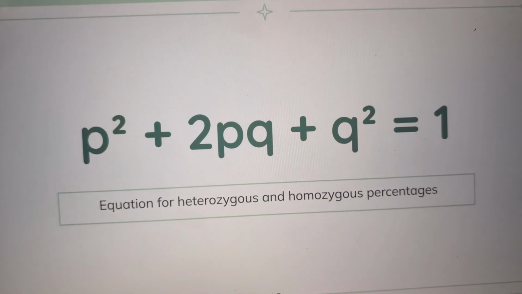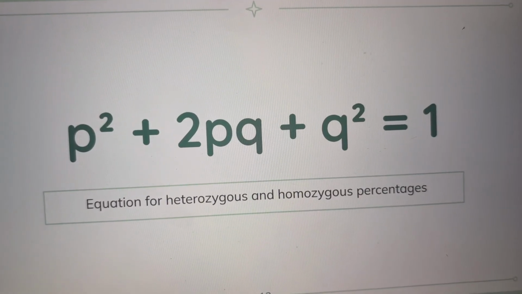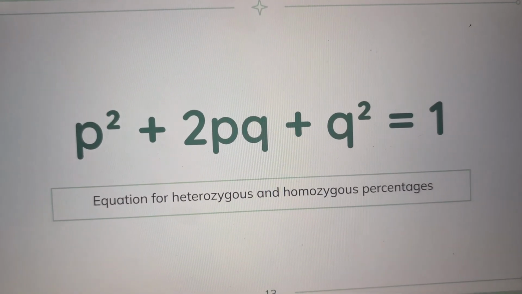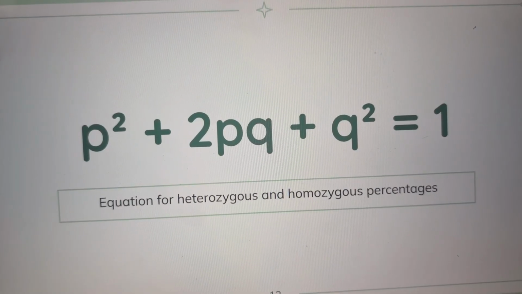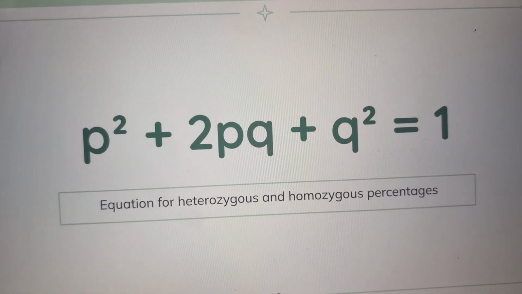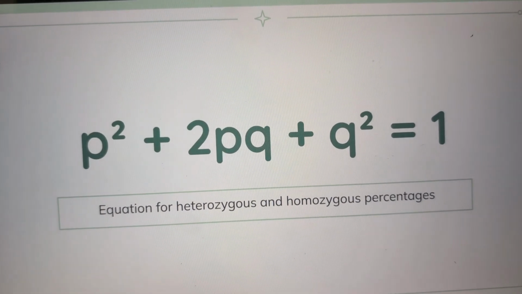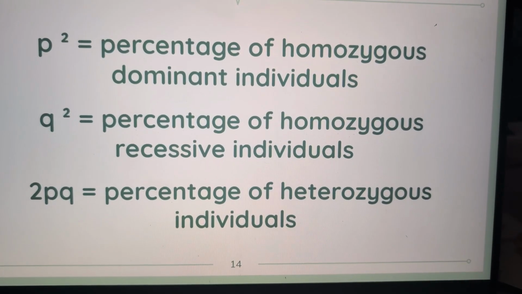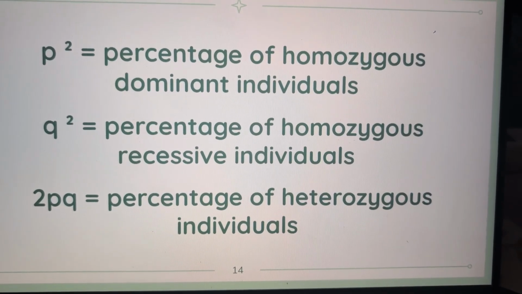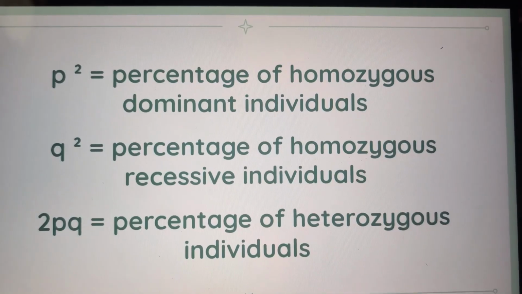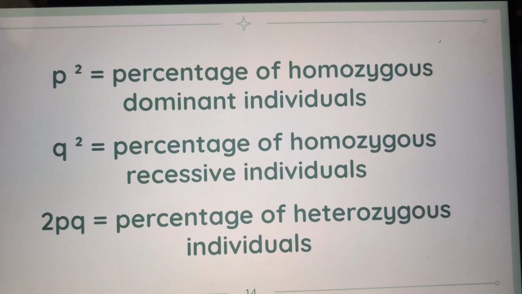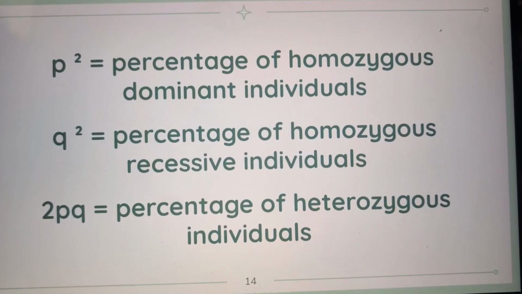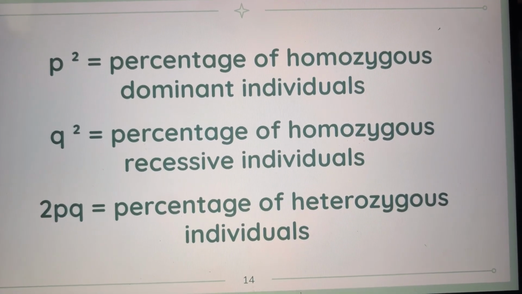Our second equation, p squared plus 2pq plus q squared equals 1. This is the equation that calculates heterozygous pairs and homozygous dominant and homozygous recessive. p squared is the percentage of homozygous dominant individuals. q squared is the percentage of homozygous recessive individuals, and 2pq is the percentage of heterozygous individuals.